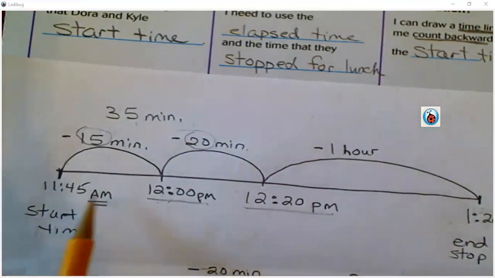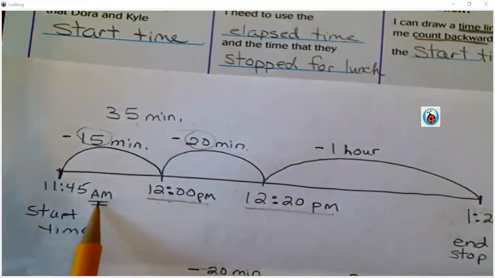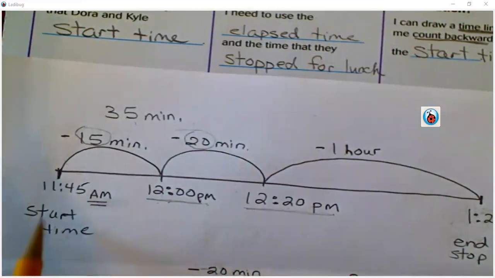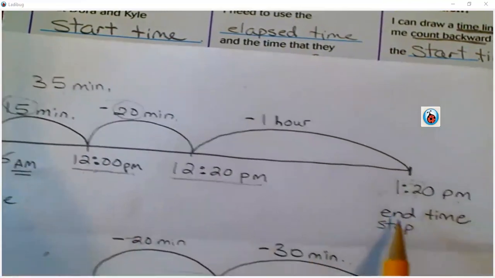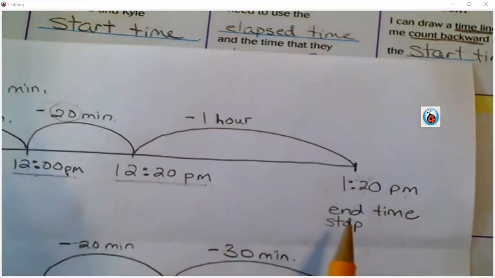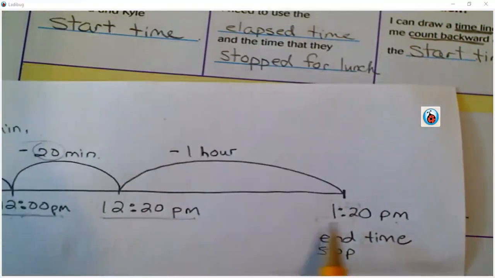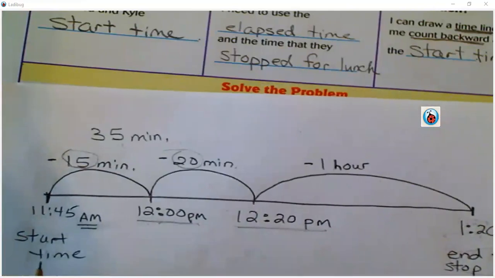Because now I'm before it's even 12 noon. So I'm in the a.m. So that's how I do mine. I like to set up my timeline with whatever the problem gives me. They might give me the start time, they might give me the end time. In this particular problem, they gave me the end time. So I had to jump backwards all the way to find my start time.